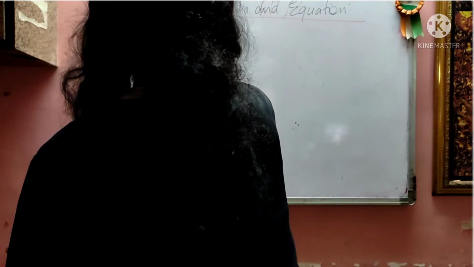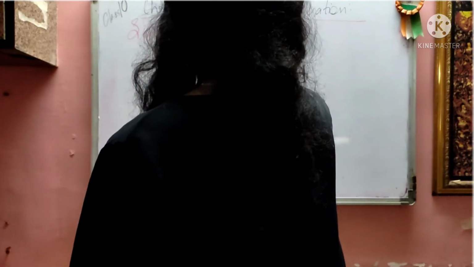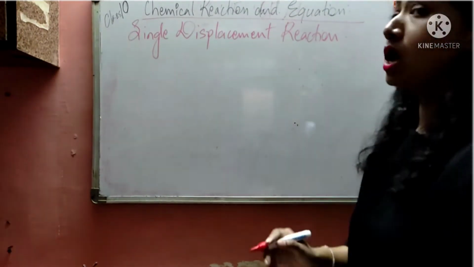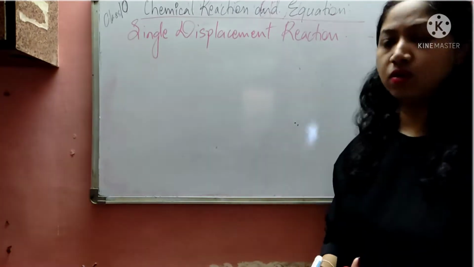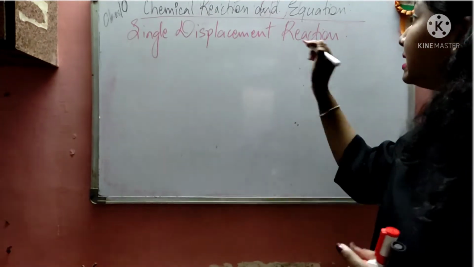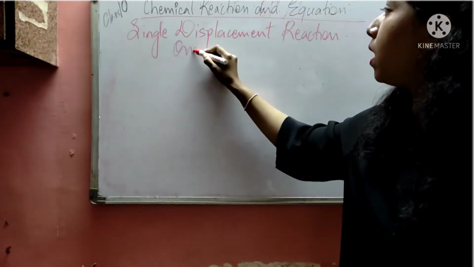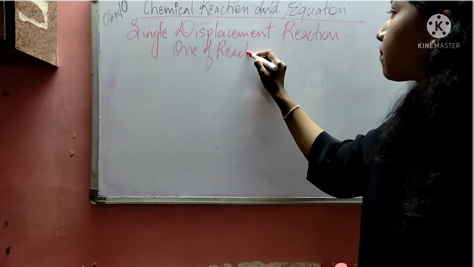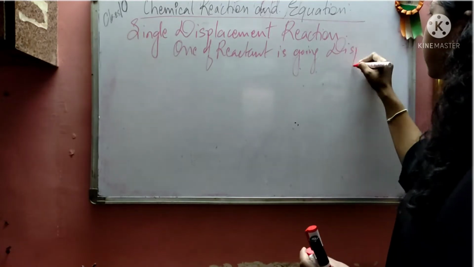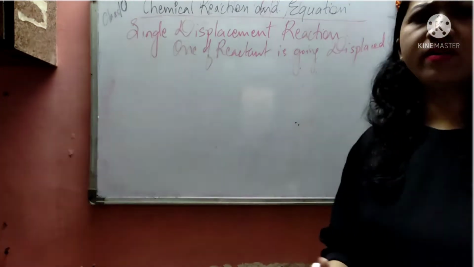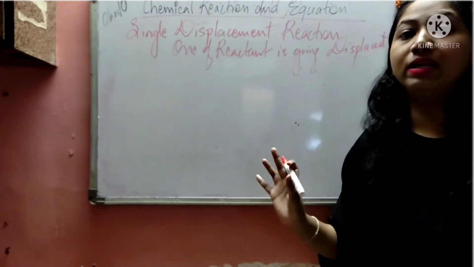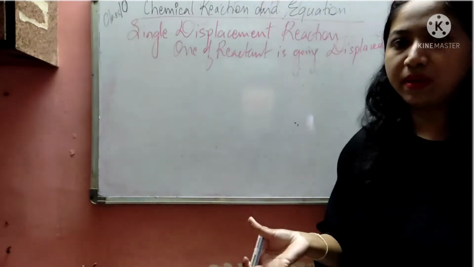What is single displacement reaction? Single displacement reaction goes by name. It means one of the reactants is going to get displaced or replaced, you can say. Single displacement means one of the reactants is going to get displaced. So what it is basically, we'll see now.